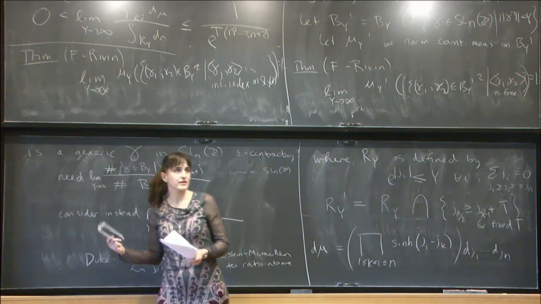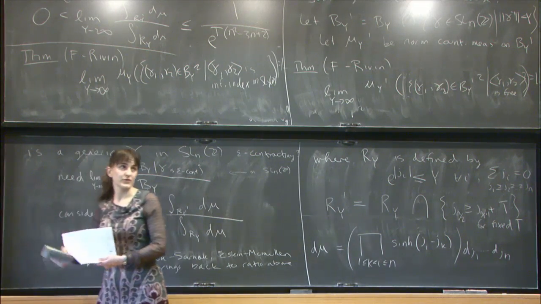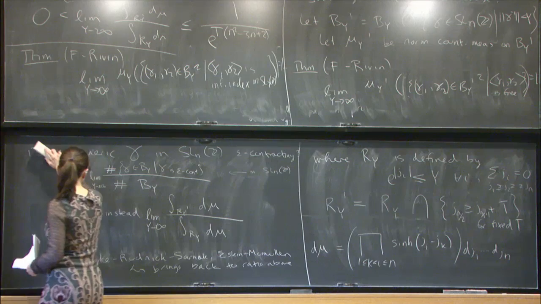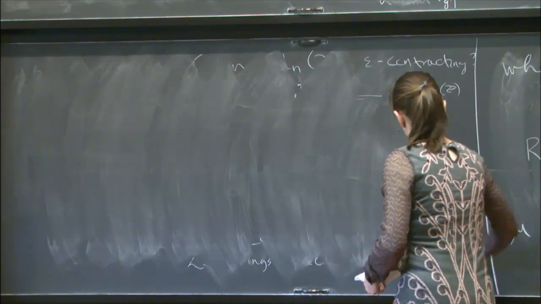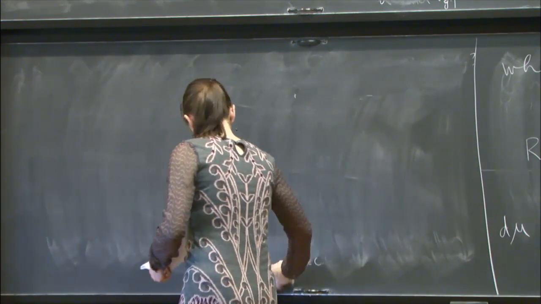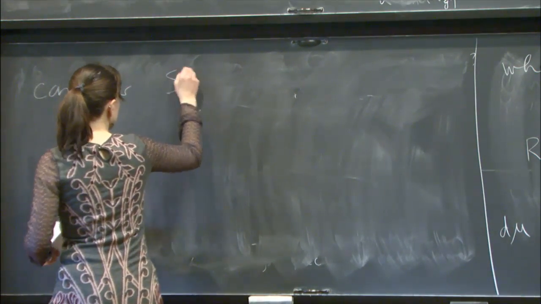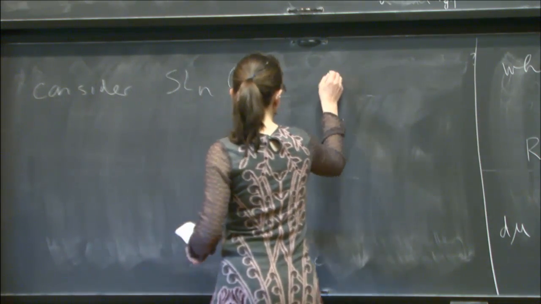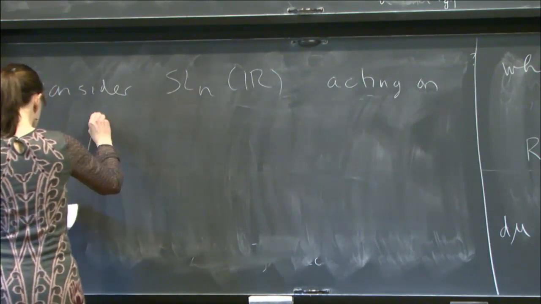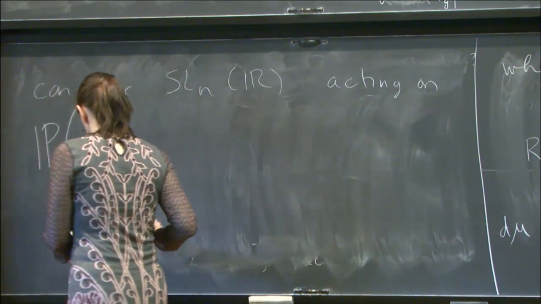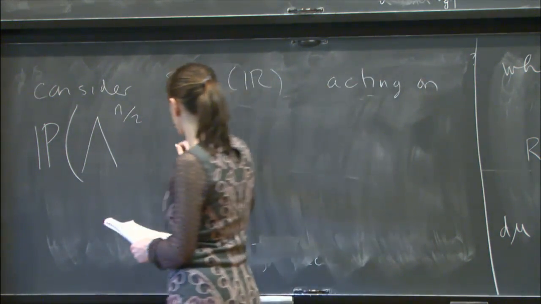Instead of considering the action of SL_n(R) now on this P^{n-1}(R), on this projective space here, you consider its action on a projective space of a larger dimension. So consider SL_n(R) acting on the projective space of the n over 2 exterior power, for n even, and n minus 1 over 2 for n odd, of R^n.